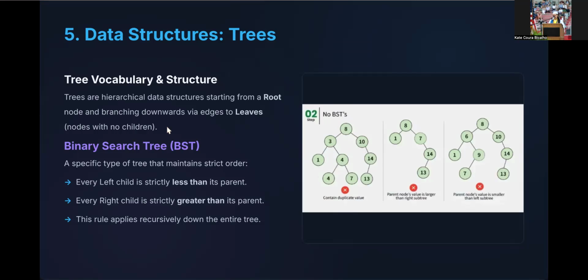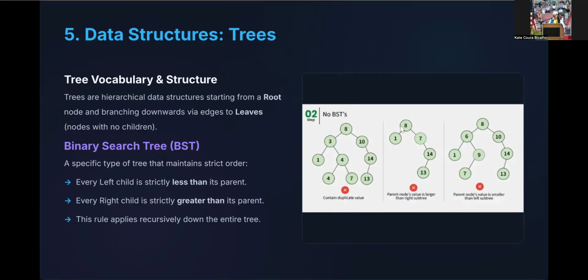A binary search tree maintains 3 rules. Every left child has to be strictly less than its parent node. Every right child is strictly greater than its parent node, and the rule applies recursively down the entire tree. So, for example, we have this one right here with duplicate values. Technically, it doesn't count as a binary search tree because the left children and the right children have to be less than or greater than. There's no equal to. So technically, BSTs cannot include duplicate values.